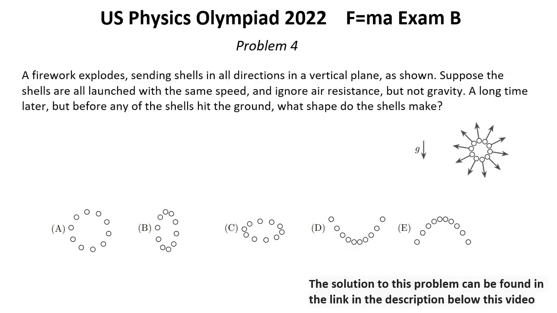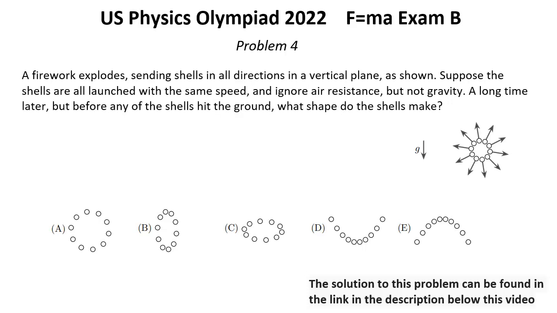Problem number 4. A firework explodes, sending shells in all directions in a vertical plane as shown. Suppose the shells are all launched with the same speed, and ignore air resistance but not gravity. A long time later, but before any of the shells hit the ground, what shape do the shells make?